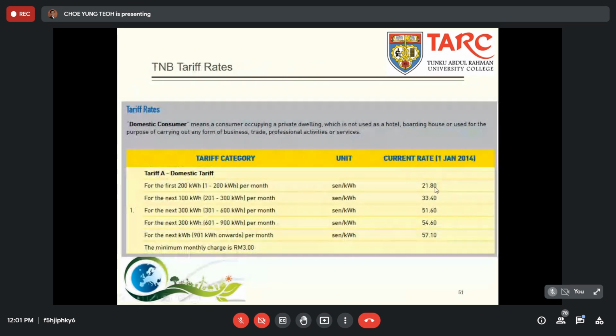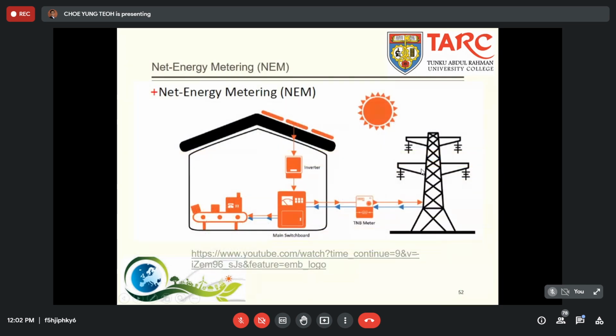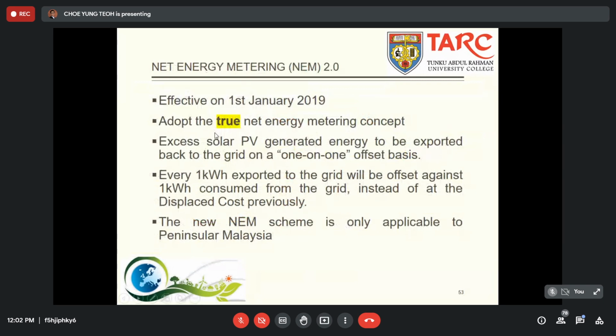If you are falling in this first tariff, then you follow this. If falling here, then you follow the second one, but not as the previous one, where it was set at the lowest. So it is more fair to the consumer using this net energy metering starting from 1st January 2019. Excess solar PV generated energy is exported back to the grid on a one-on-one offset basis. So every 1 kWh exported to the grid will be offset against 1 kWh consumed from the grid, instead of the displaced cost previously. That's one, because the displaced cost was not fair to the consumer.